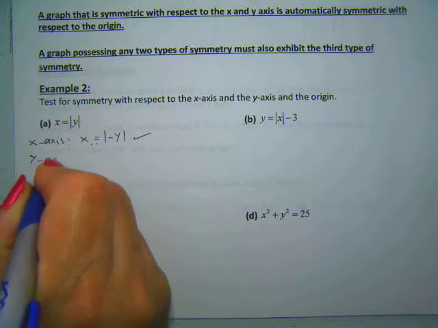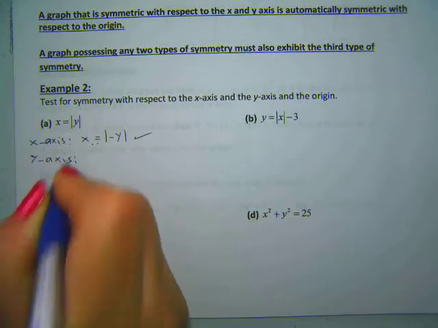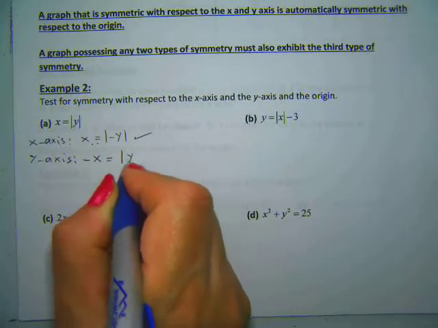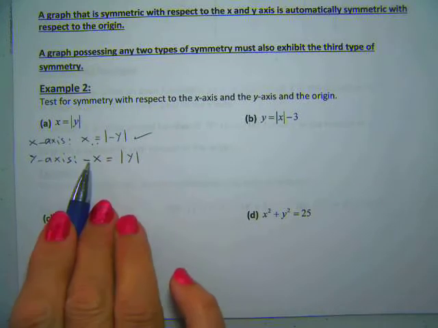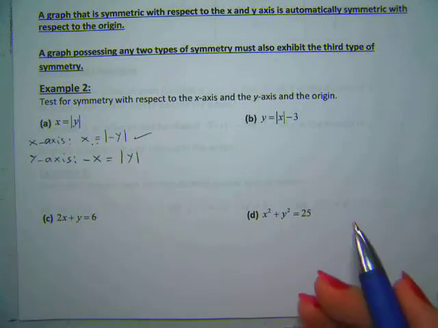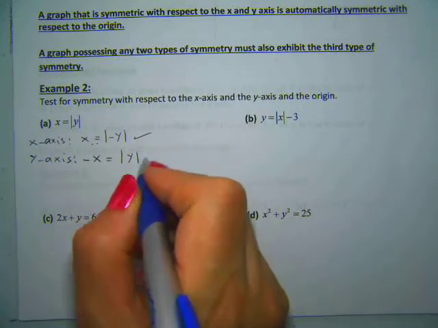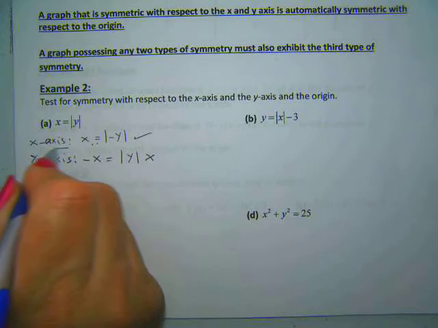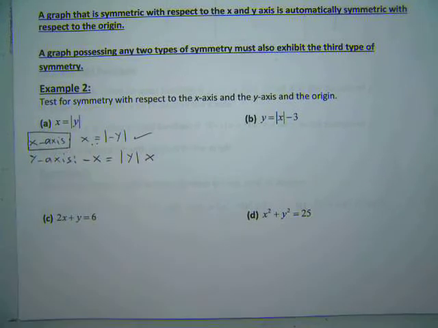Let's check the y-axis symmetry, meaning replacing x with negative x in the original. Now, is this equivalent to this? No, because this is negative. Should I test the origin? The answer is no. Why? Because it can't be true. If it's true, then it has to have all three.